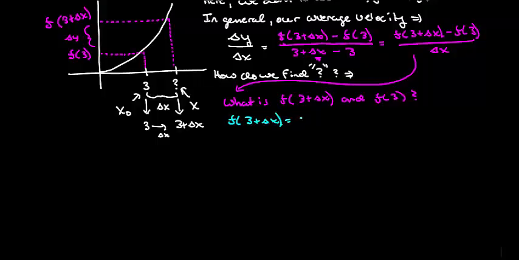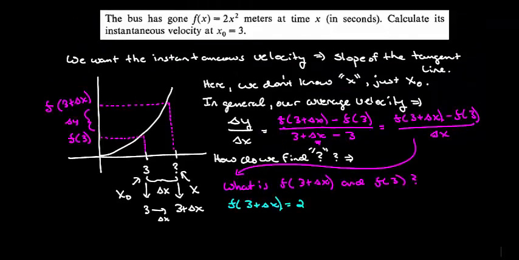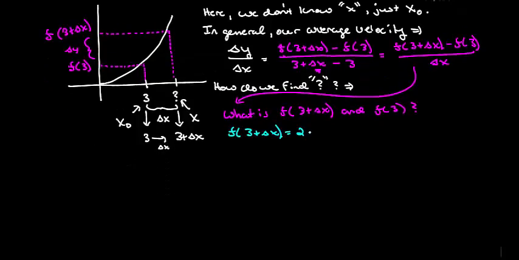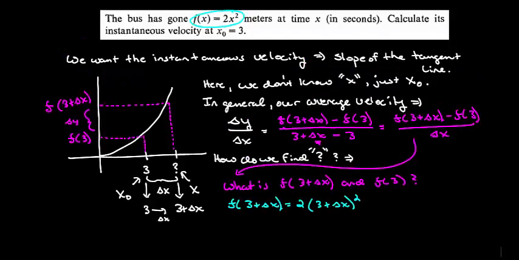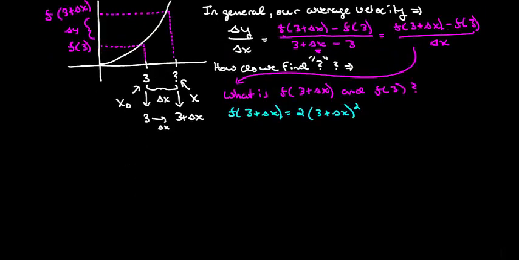So f at 3 plus delta x. Well, remember the original function was 2 times x squared. Since our x value is 3 plus delta x, we'll plug that in there. Let me underline our original function, 2 times x squared. That's what we're using down here, and we're using that function notation from the preliminaries. So this is 2 times, now I've got to take 3 plus delta x and multiply it by itself. Do not distribute the exponent. It doesn't work like that. You need to FOIL this out.